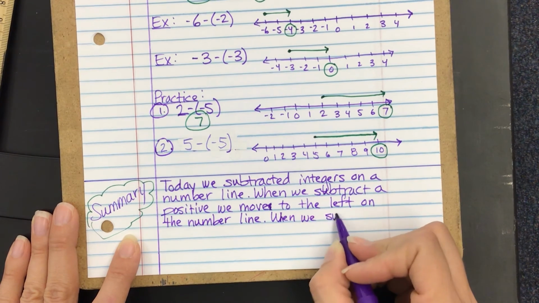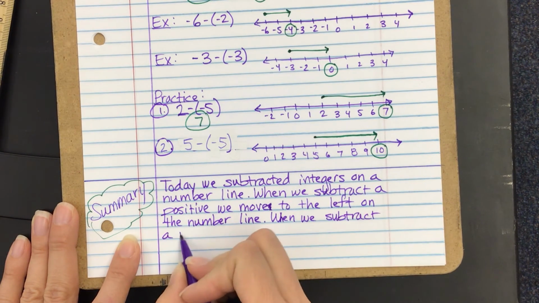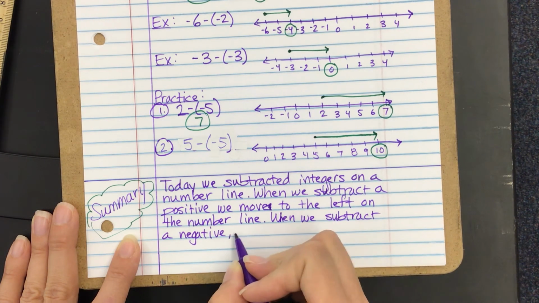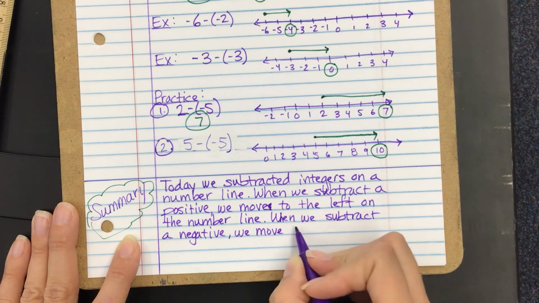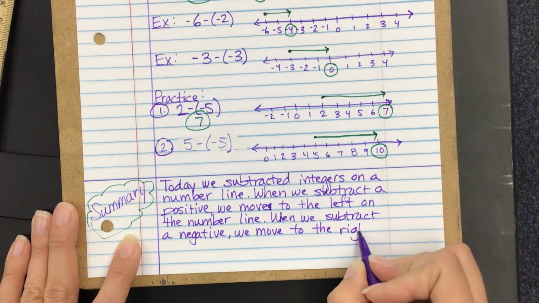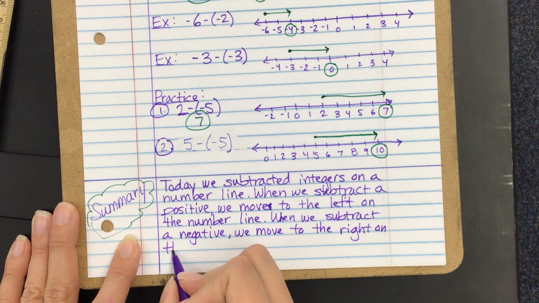When we subtract a negative, we move to the right on the number line.